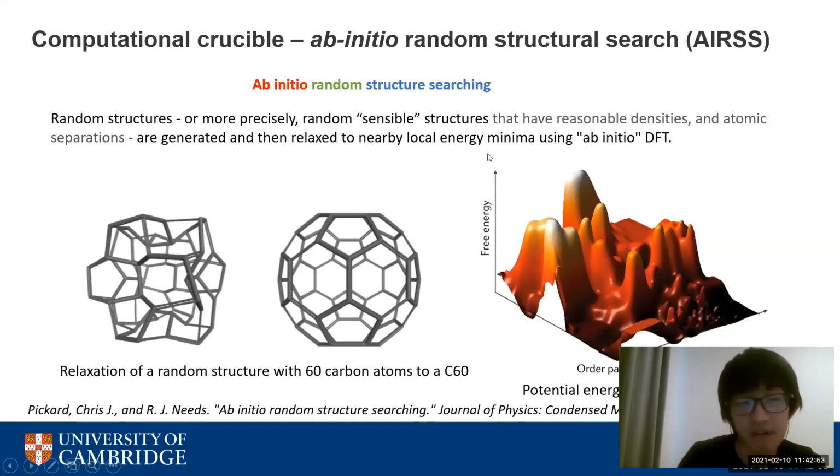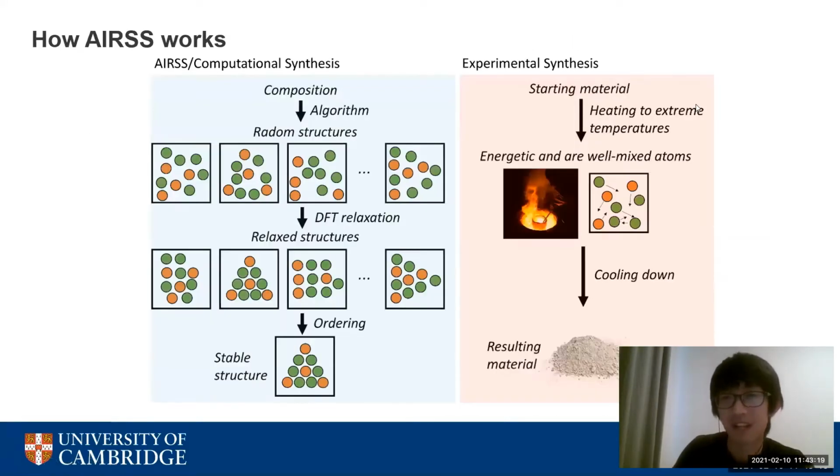For example, if you generate a random structure with like 60 carbon atoms, and if the structure is close enough to this bulky ball, like carbon 60 molecule, it will be relaxed to the structure, and then you will be able to find this molecule. Essentially, AIRSS is a method to sample the local energy minima of a potential energy surface. So I find it's easy to make an analogy with experimental synthesis to help you understand how it works.